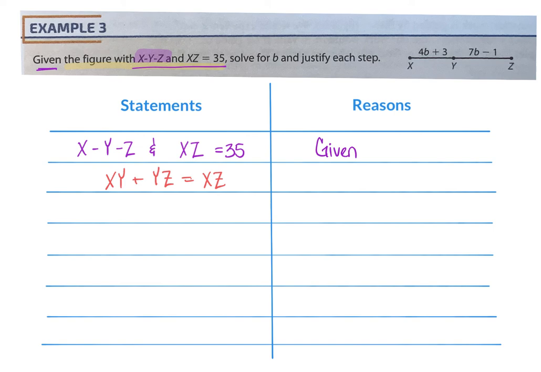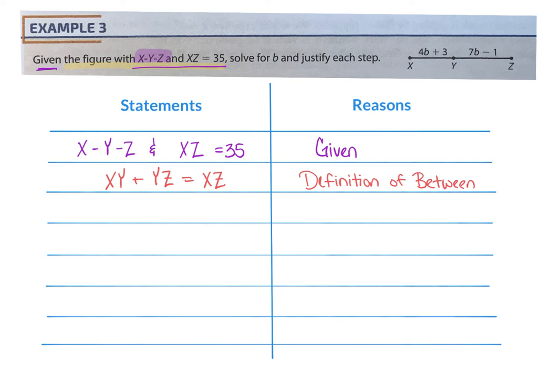So if you go back to chapter 1, we learned the term between. And that term told us you could add up the two pieces and get the whole. So this reason is the definition of between. So this tells me they told me in my given it was between. I know what between means. It means that those two pieces add up to the whole. And so I have to actually say that before I can just set these up and go.